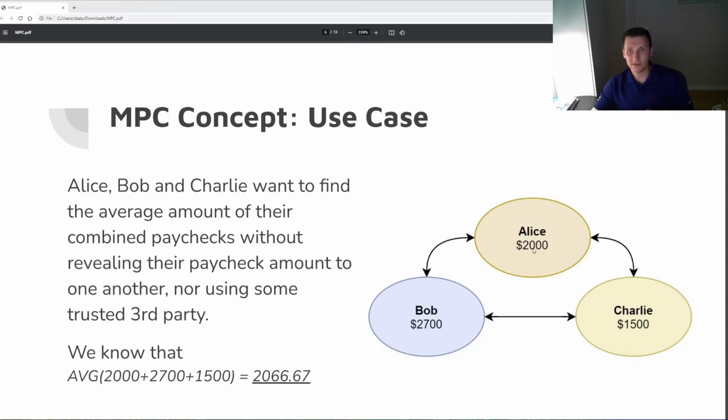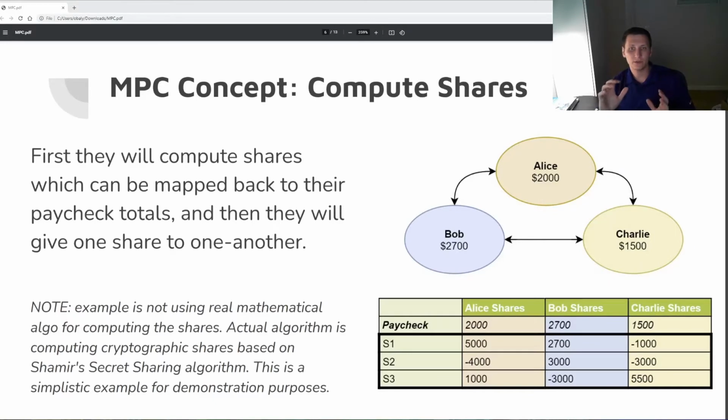We know that Alice makes $2,000, Bob makes $2,700, and Charlie makes $1,500. By doing simple math, we know that their average is $2,066. So let's take a look at the next step. This particular slide does not actually use the real mathematical algorithm used for share generation. In real life, Shamir's secret sharing algorithm is used. In our case, we're just making up numbers.